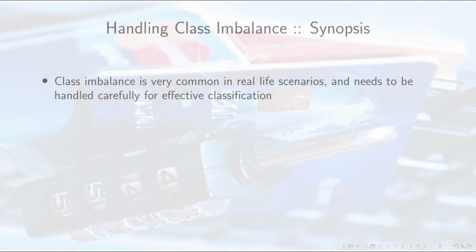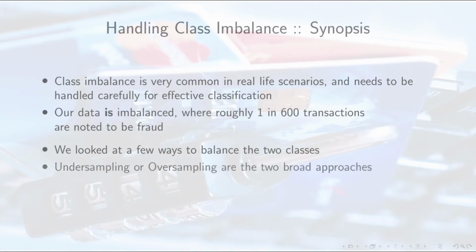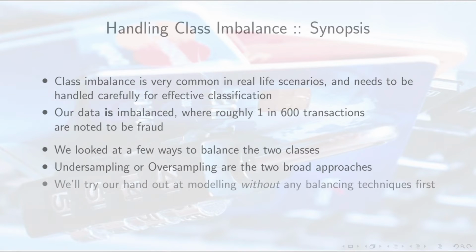So, a summary of what we learned in this session: class imbalance is very common in real life scenarios, and one needs to handle the classes very carefully so that balance is maintained if necessary. Now, our data is imbalanced because 1 in 600 transactions is fraud. We looked at a few ways to balance the two classes. Oversampling and undersampling are the two main approaches, where there are many methods to do that. And of course, we can combine these two.